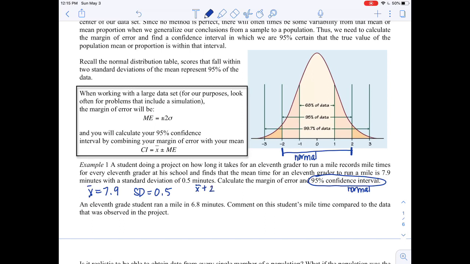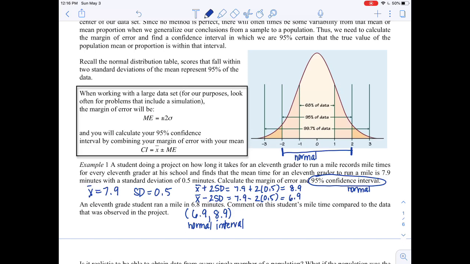So how are you going to calculate that? You're going to take your mean and add 2 standard deviations. You're going to take your mean and subtract 2 standard deviations, and that's how you create this normal window. So if I take 7.9 and add 2 times 0.5, I get 8.9 as my higher value. If I do 7.9 minus 2 times 0.5, I get 6.9 as my lower value. So anything that falls within this window of 6.9 to 8.9 is considered the normal interval.